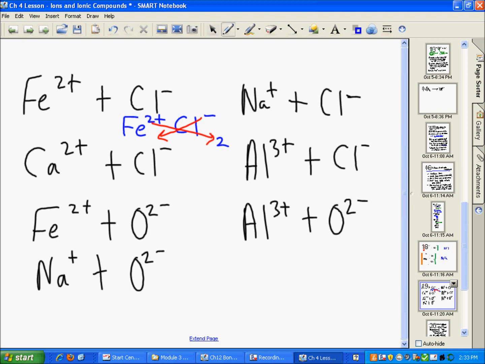So let's do the same thing with Ca2+ and Cl-. What would the correct formula of the compound be?